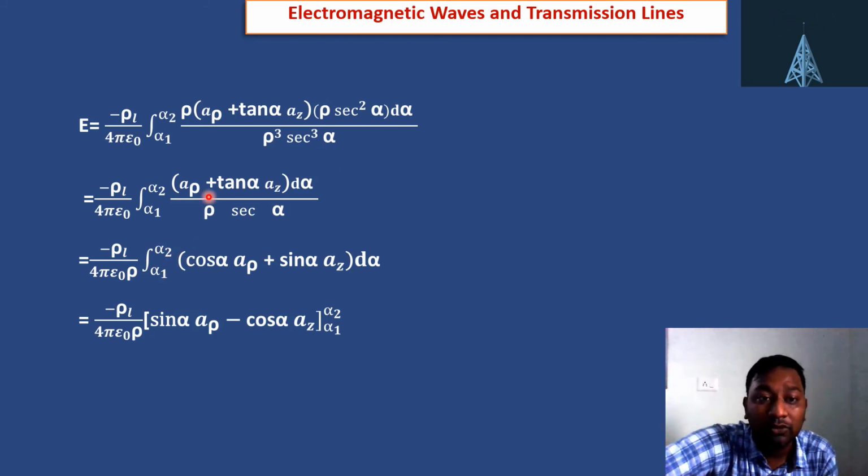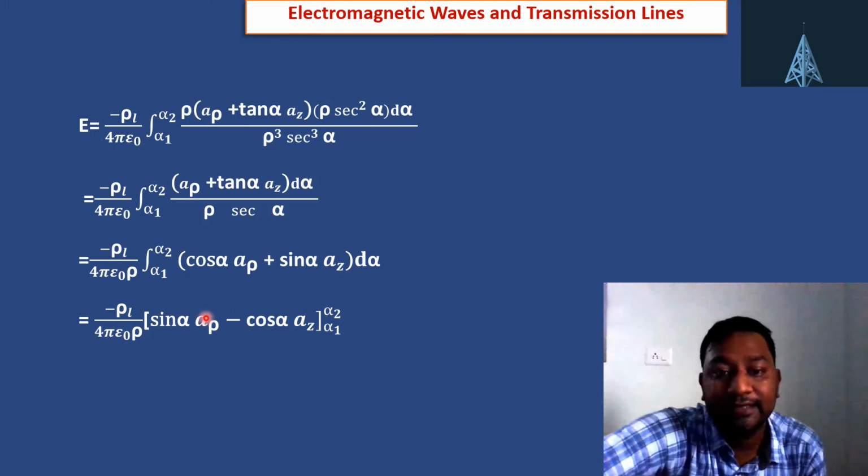So 1 by sec α will give cos α aρ, and tan α by sec α, so sec cancels and we get sin α az dα. So we are getting −ρL divided by 4πε₀ρ times [aρ ∫cos α dα + az ∫sin α dα]. So cos α integrates to sin α aρ, and sin α integrates to −cos α az, from α1 to α2. So this is the overall electric field intensity for a finite length.